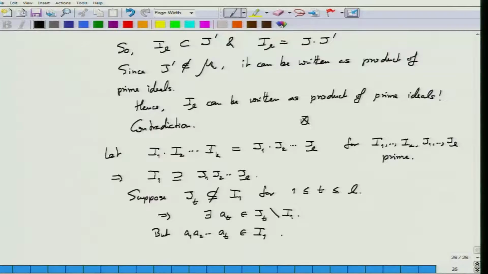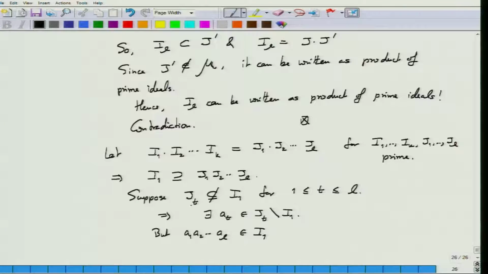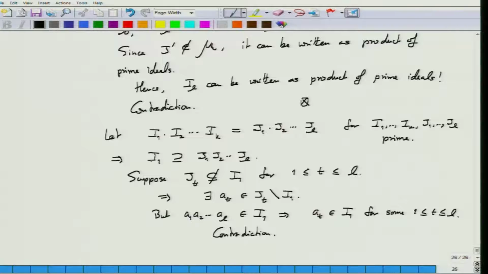So if this product a1 to al is in the ideal, one of the at's must be in I1, and that shows that this assumption that none of the Jt's are contained in I1 was wrong. So what we have managed to show is that if a prime ideal I1 contains a product of prime ideals, then it contains one of those prime ideals itself, not just a product, but one of the prime ideals itself.